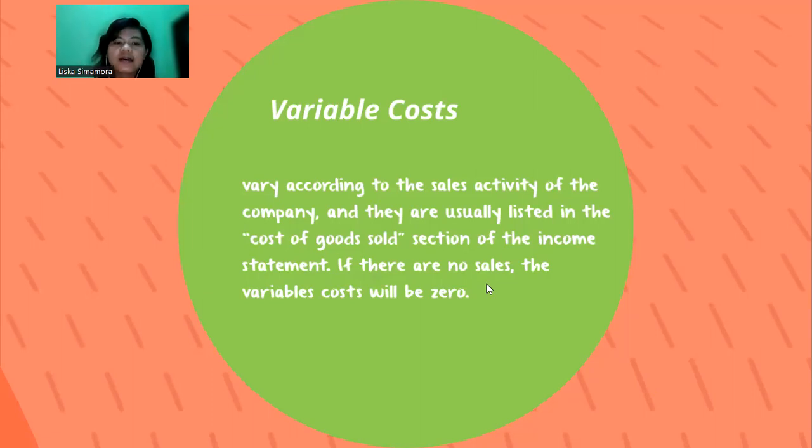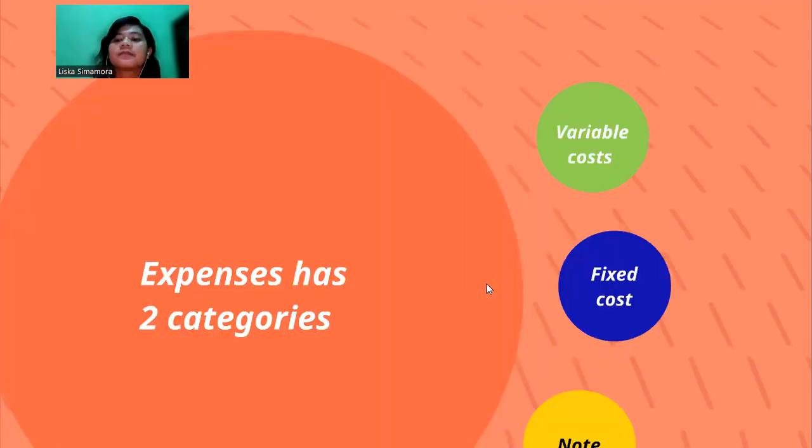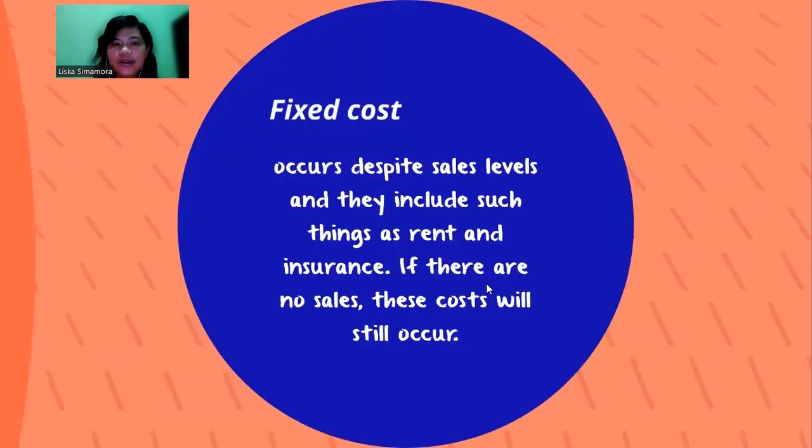Okay, if there are no sales, the variable cost will be zero, of course, because there is no cost to produce the output. Okay, and fixed cost occurs despite sales levels, and they include such things as rent and insurance. So remember, if you have the rent and also insurance, you put them into the fixed cost. If there are no sales, this cost will still occur. For example, you rent the land, but you don't do agriculture activity and you don't plant any kind of crops, but you have to pay the rent cost to the lender, okay?